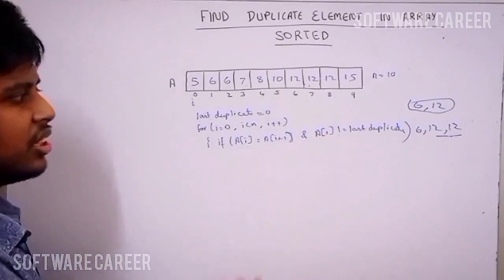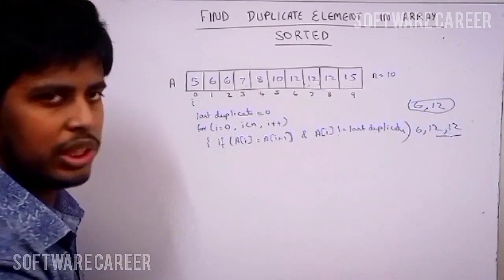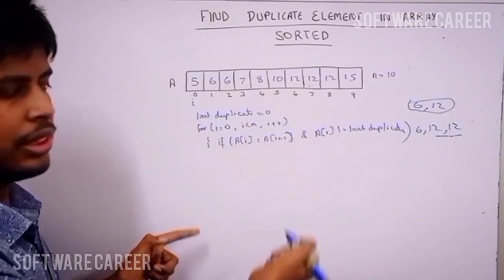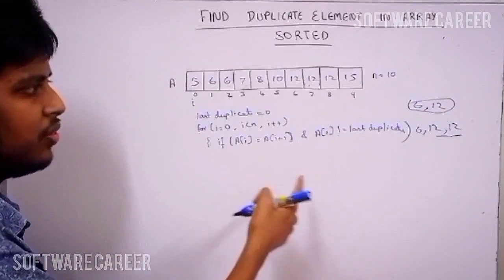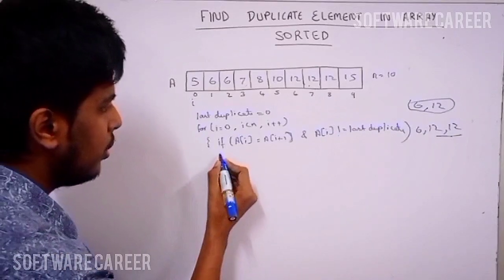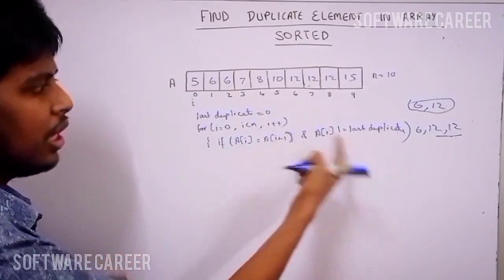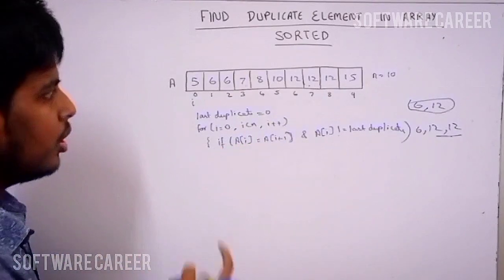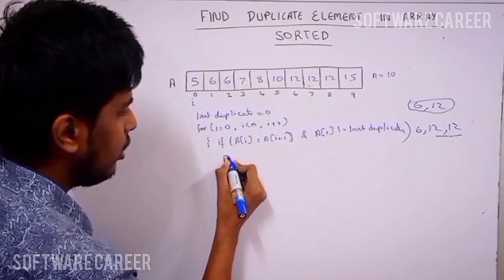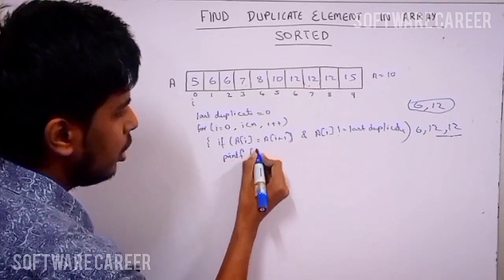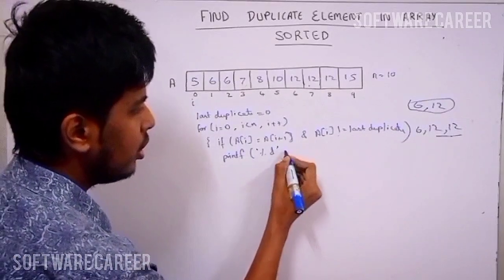Why am I writing this condition? a of i should not be equal to last duplicate. To remove this error, 12 and 12 is repeated twice, right? So I should remove that error. That's why I'm writing the statement a of i should not be equal to last duplicate. Now see, if you found the duplicate element, that is a of i equals a of i plus 1, and this condition a of i not equals last duplicate, then you should print the duplicate element. See, printf percentage d is duplicate, percentage d is duplicate.